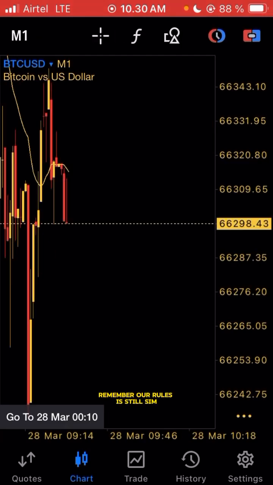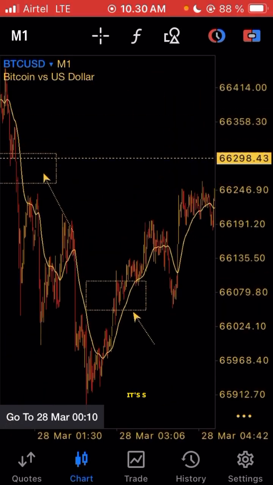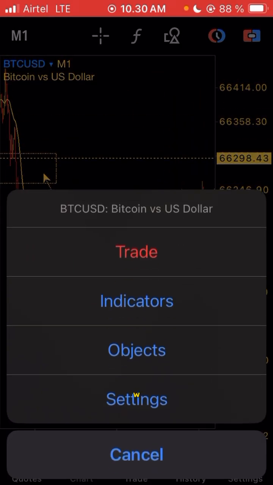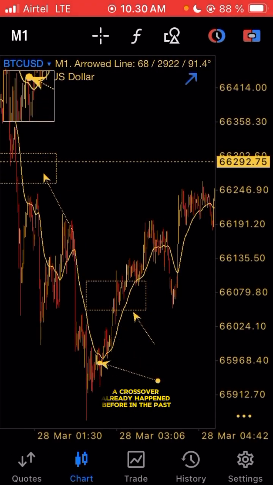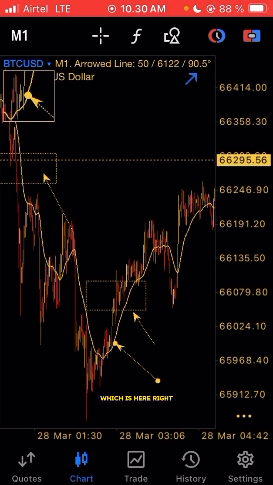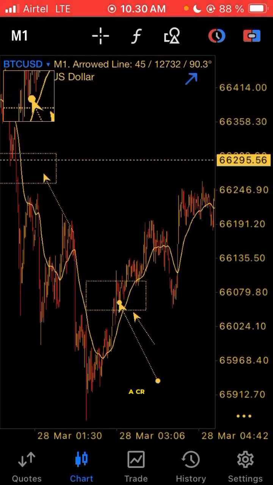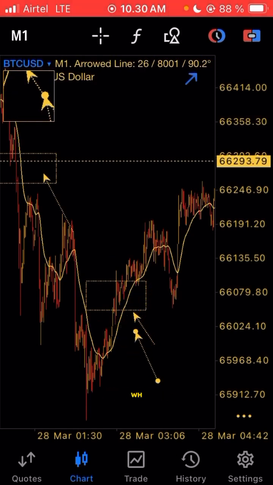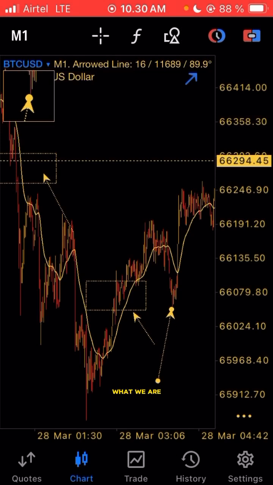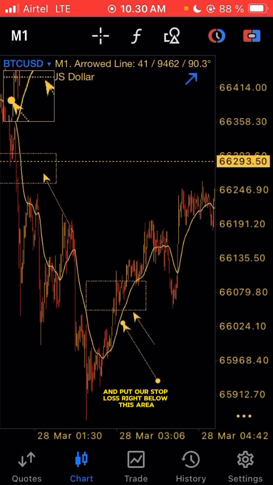Remember, our rules are still simple, still normal, right? Number one, we want to see what? We want to see a crossover already happened before in the past, which is here, right? A crossover has already happened, which is good. Now, we are trying to trade the follow-up, which is this area. What we are going to do is take our trade and put our stop loss right below this area.